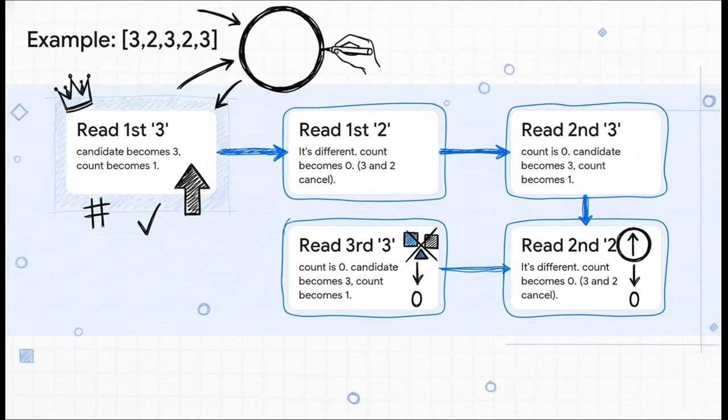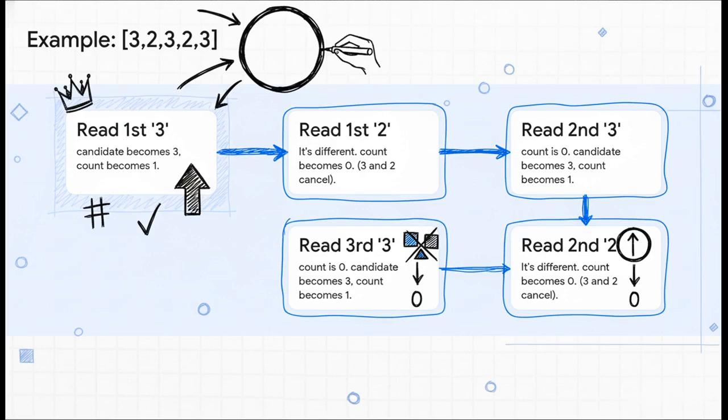We start with the first element, 3. So 3 becomes our candidate, and the count goes up to 1. Easy. Next, we see a 2. That's different. So it cancels out one of our votes, and the count drops to 0. Now, because our count is 0, the candidate spot is empty. So the very next element, a 3, takes over as the new candidate, and the count goes back to 1.